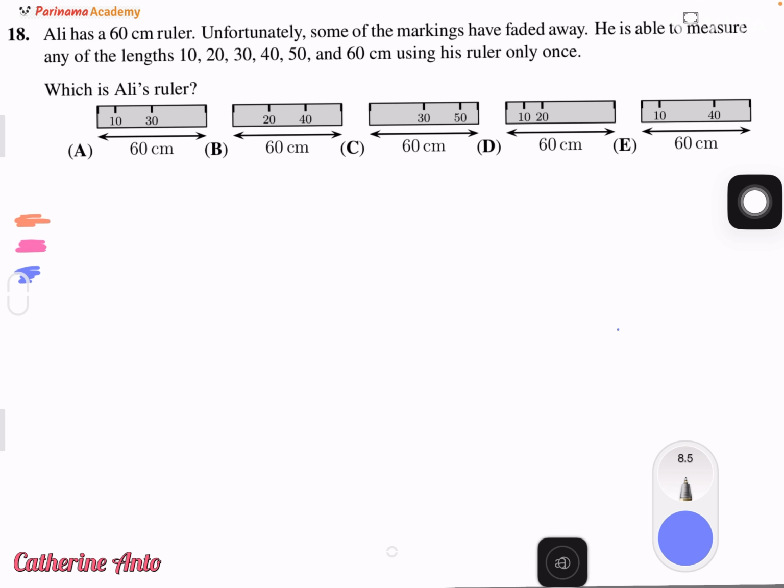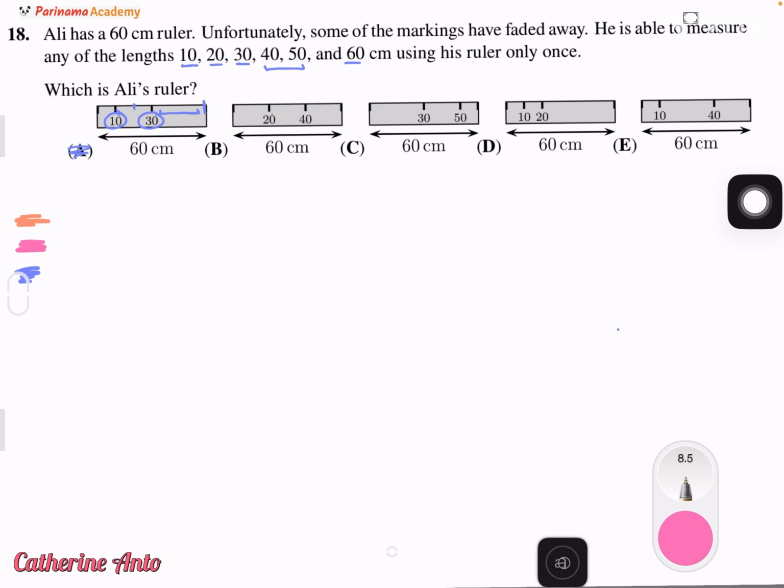So we're going to look at each of the answer choices and see if we can measure the given lengths and see which one is the answer. So looking at A, we have the lengths 10 and 30. So we can already have 10 and 30. We can find 20 because it's the halfway mark of 10 and 30. And then we can find 60 since it's at the end. But 40 and 50 are a bit tricky since they're in between here, and we won't have an exact measure. So A is probably not the answer.